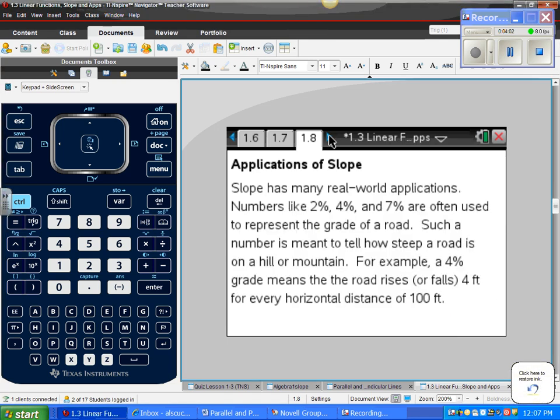Next page. All right, so now we're going to get into applications of slope. Slope actually has a whole lot of real-world application stuff that goes along with it. One of those really important pieces is grade. Generally, when we talk about grade of a road or a mountain, basically, it tells us how steep something is. So, for example, 4% grade means that the road rises or falls 4 feet for every horizontal distance of 100 feet. So it will decrease 4 feet in height over a distance of 100 feet. The larger the grade, the steeper the incline.